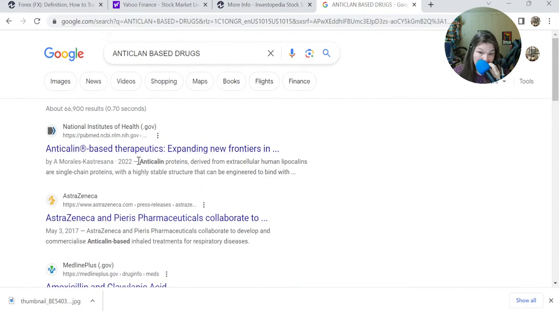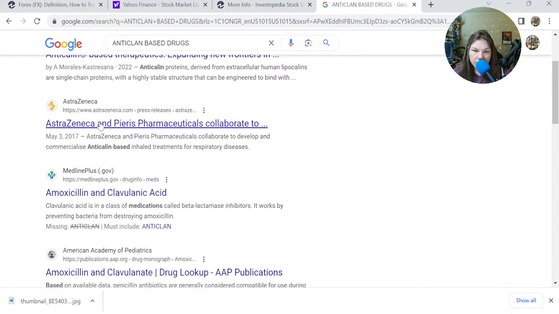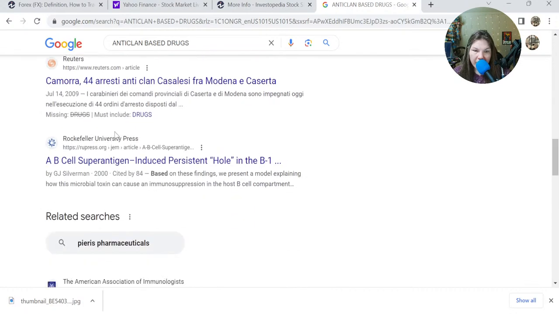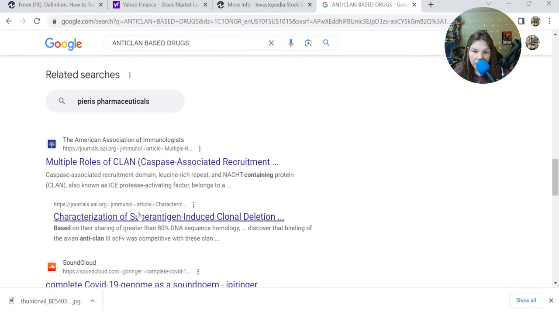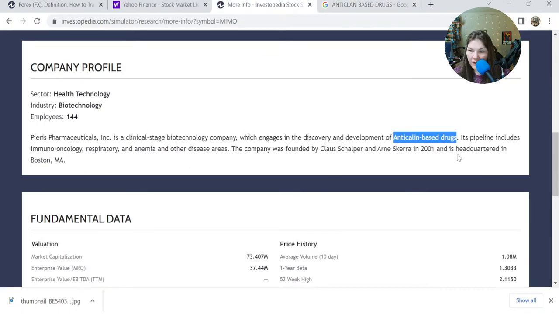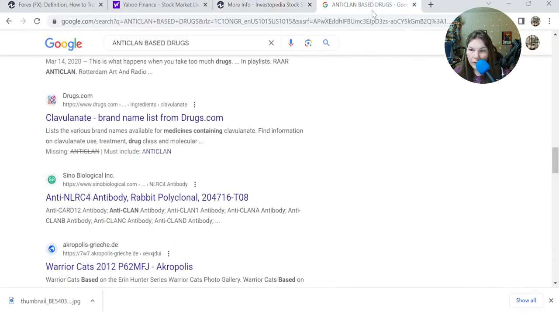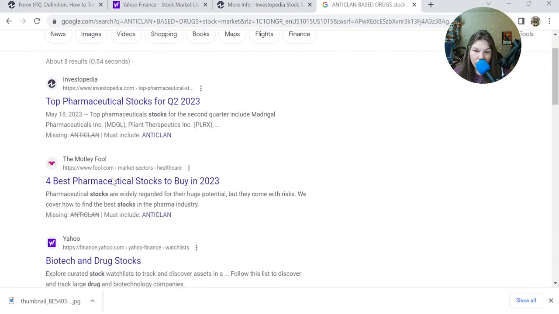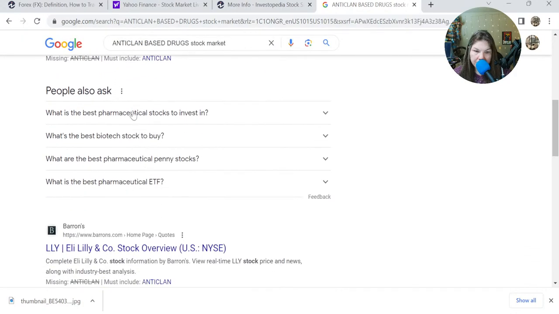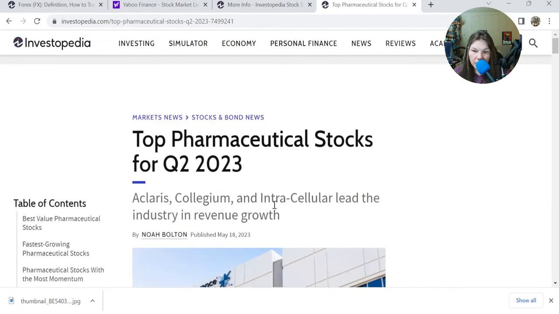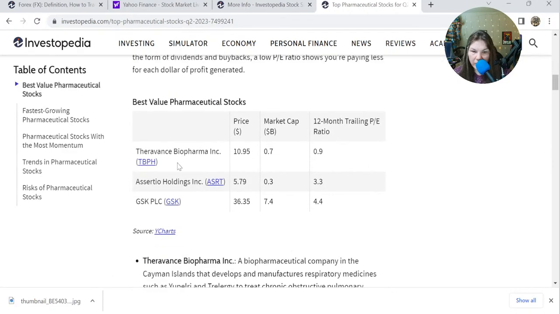So the National Institute of Health, AstraZeneca. I'm trying to see if maybe something came out that they're not as good or something. Because sometimes if the news talks about it, then it'll make it go down. I don't see anything new on it. But sometimes when they have something new, because this is the second anticoagulant-based drug that we've seen today. Stock market. Pharmaceutical stocks for quarter two. Okay, these are just pharmaceutical stocks. Eli Lilly, we don't care about that. What we care about is who's good? Who's doing good? What are they studying?